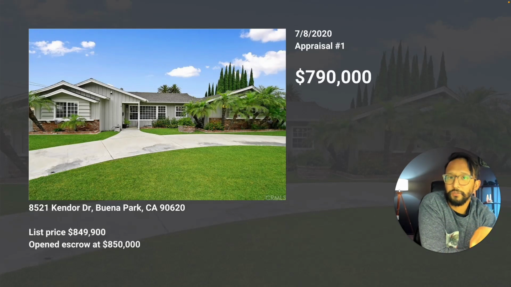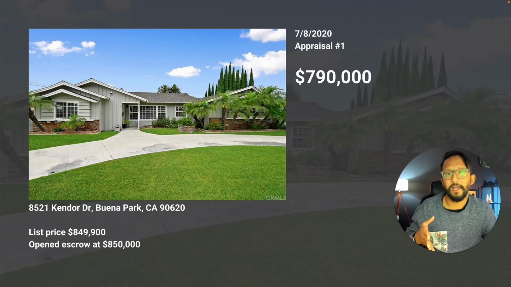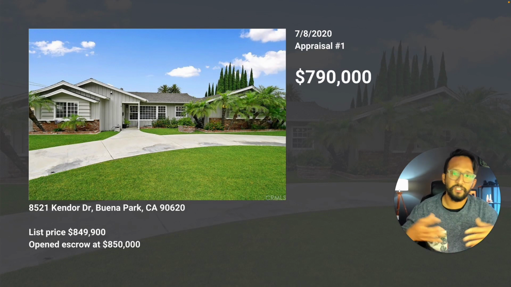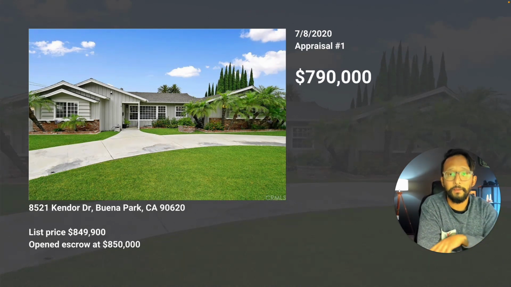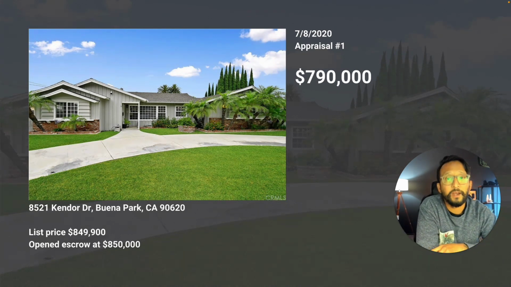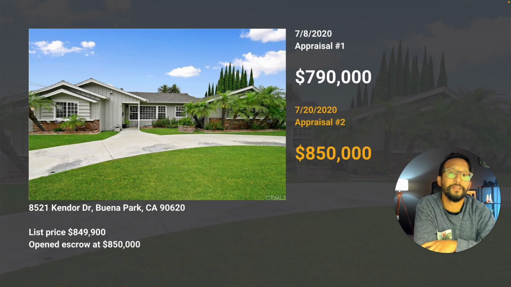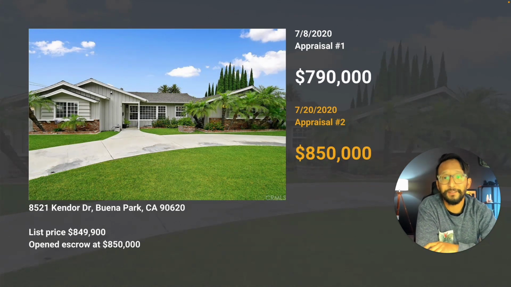Because the buyers were still within their allotted time frame to do their inspections, appraisal, and loan, we allowed them the time. So the buyer got another lender and ordered another appraisal. They paid another $600 for an appraisal. Another appraiser came out to the property and did the appraisal again. Guess how much the second appraisal came in at? Take a wild guess. Well, the second appraisal came in at $850,000.